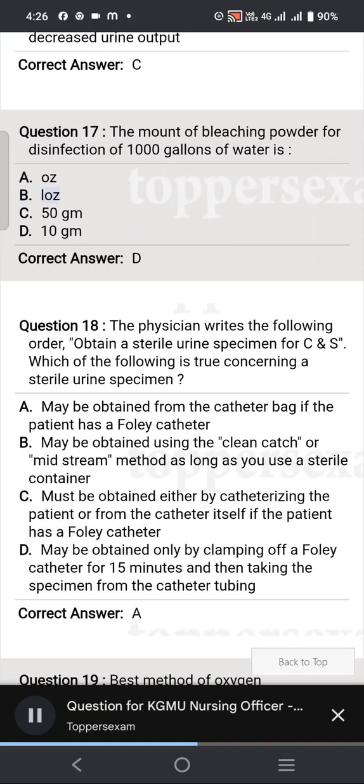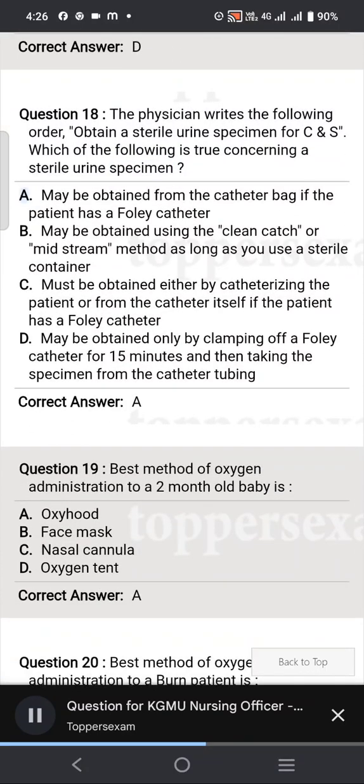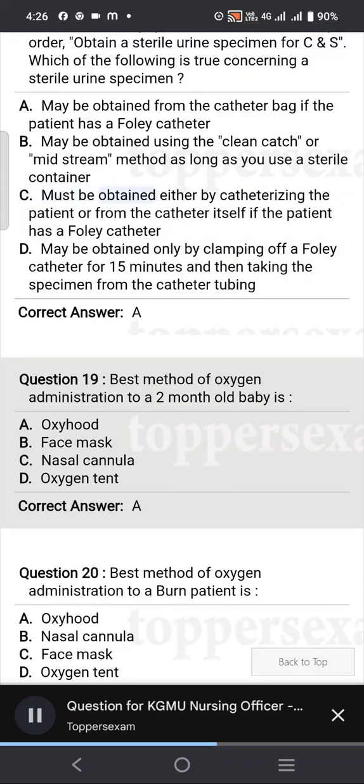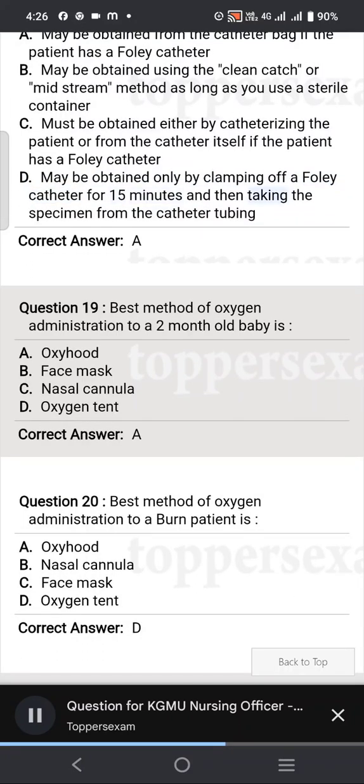B. Lows. Question 18. The physician writes the following order: obtain a sterile urine specimen for CNS. Which of the following is true concerning a sterile urine specimen? A. May be obtained from the catheter bag if the patient has a Foley catheter. B. May be obtained using the clean catch or midstream method as long as you use a sterile container. C. Must be obtained either by catheterizing the patient or from the catheter itself if the patient has a Foley catheter. D. May be obtained only by clamping off a Foley catheter for 15 minutes and then taking the specimen from the catheter tubing.